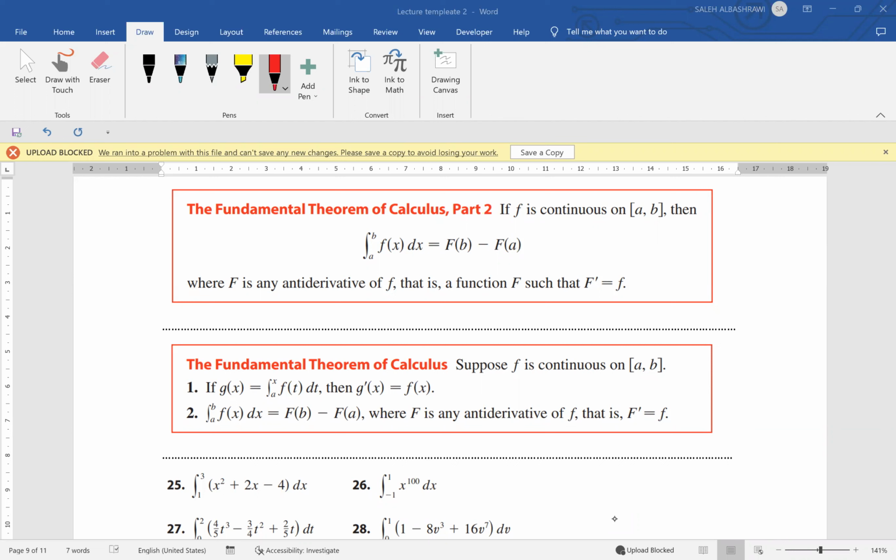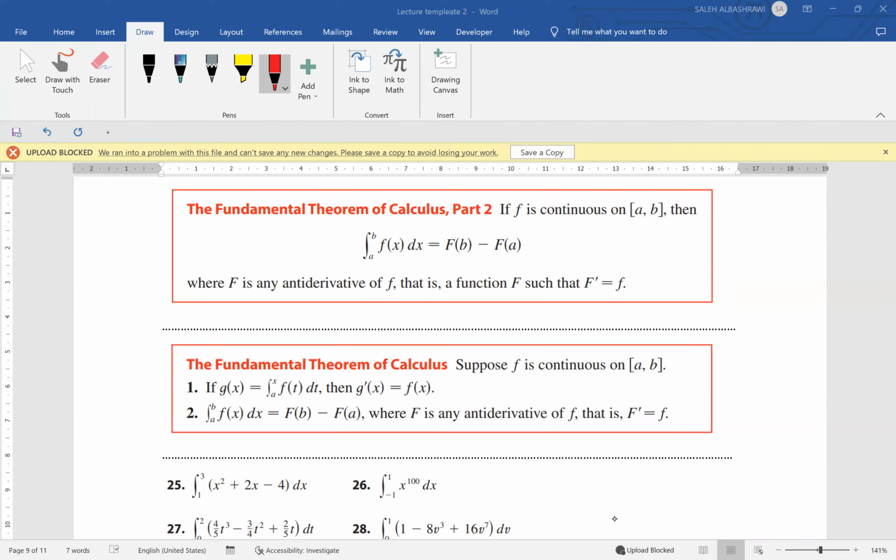In this part, we are speaking about the second part, which completes the Fundamental Theorem of Calculus. In the first part, we said that if we are given a continuous function, then we can define a function g of x to be the definite integral from a to x, defined in integral form, where the derivative will give me f of x.